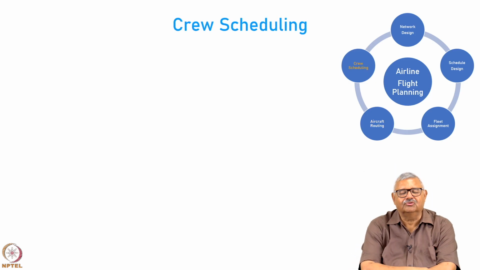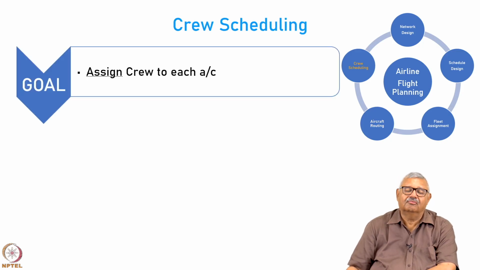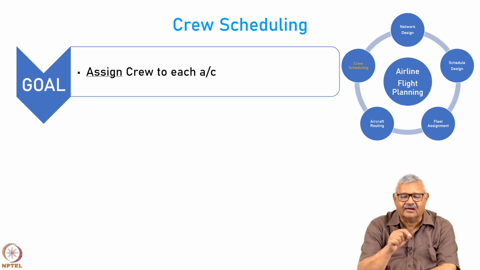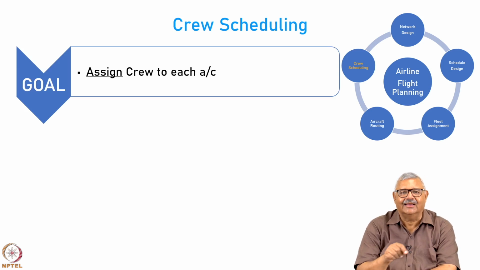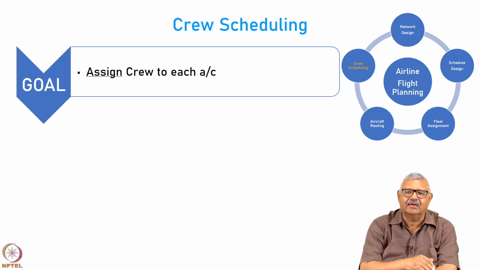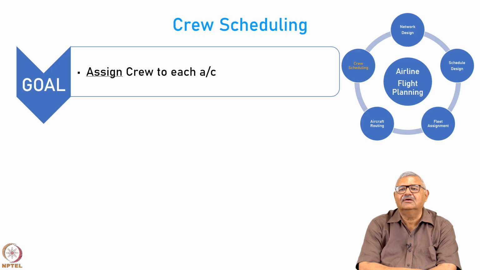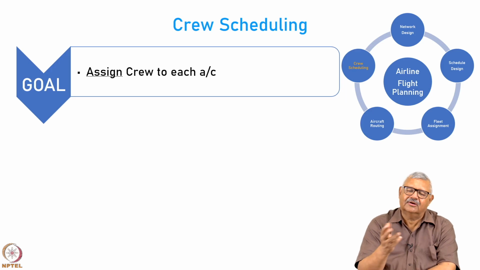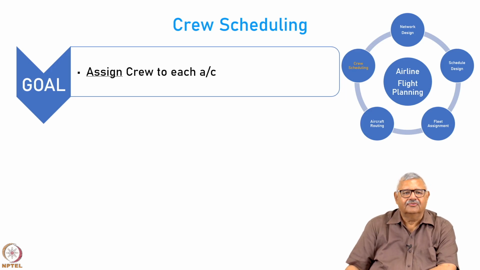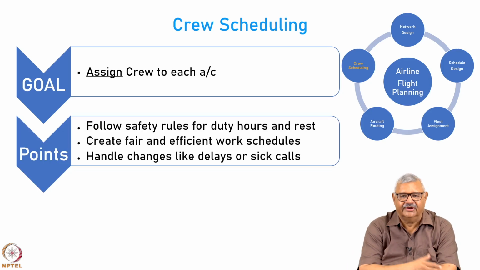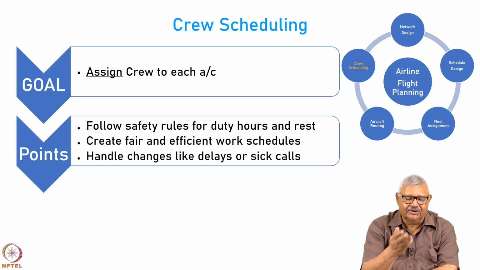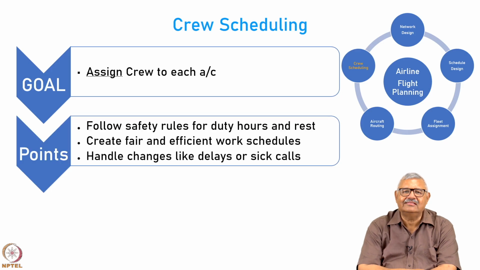And finally, we come to the topic of today, and that is crew scheduling. So, once you have decided which aircraft will go from which place to which place at what time and how many times, you have to then assign crew members, both cockpit crew and the cabin crew. So the word crew here doesn't stand only for the cockpit crew, but for both cockpit and cabin crew. So we need to assign crew to each aircraft. Now, how do you assign the crew? That is what we will see in detail today. You need to follow the safety rules for duty hours and rest.